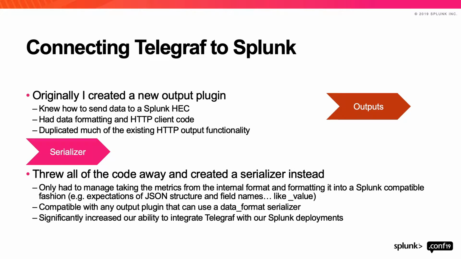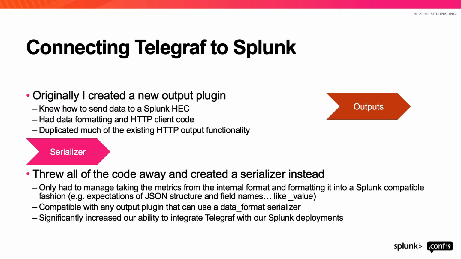And then I realized that this really isn't the best way for us to do this. We don't only ever want to be able to talk to a HEC. We want to be able to talk to a universal forwarder if we want to. So I threw all that code away, and I rewrote the Splunk Serializer instead of the Splunk Metrics output.